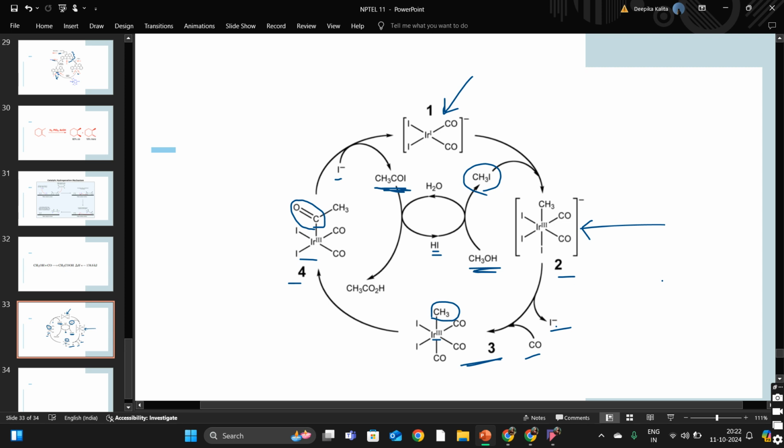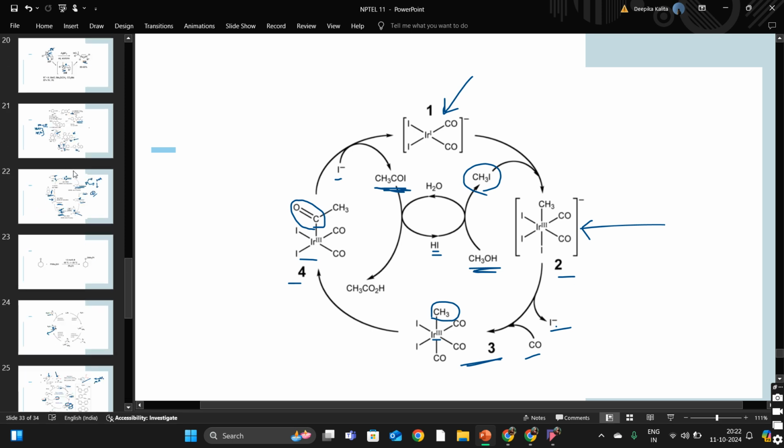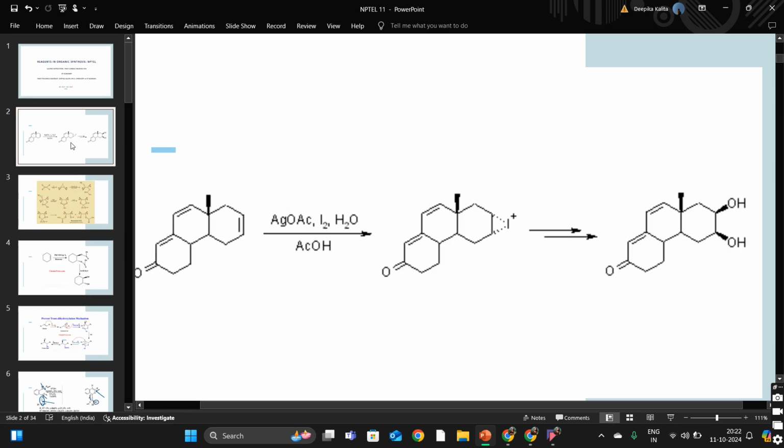Okay, so this is how we have covered all the questions from today's tutorial on the topics covered in week 11. Okay, so a lot of questions we have discussed. Let us go one by one through all the questions and have a quick recap. Okay, we started with Woodward cis dihydroxylation, where we saw that if we are taking silver acetate and iodine in aqueous medium in presence of acidic environment, we can expect cis dihydroxylation of this olefin.